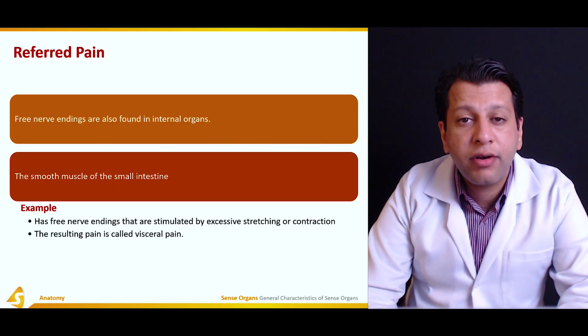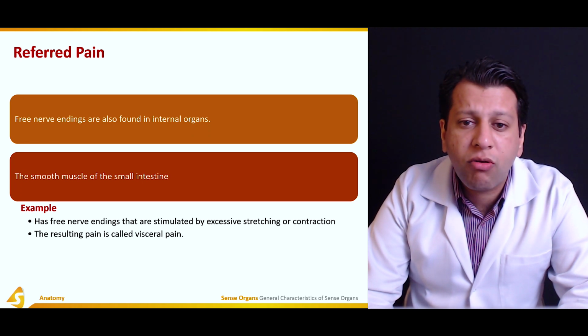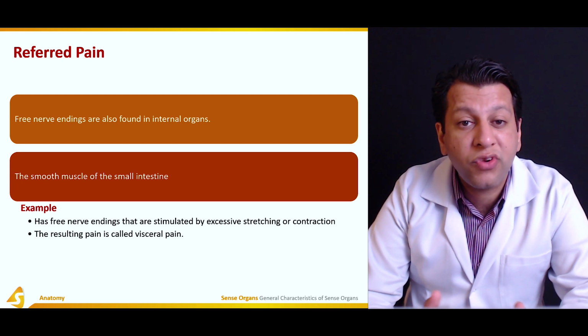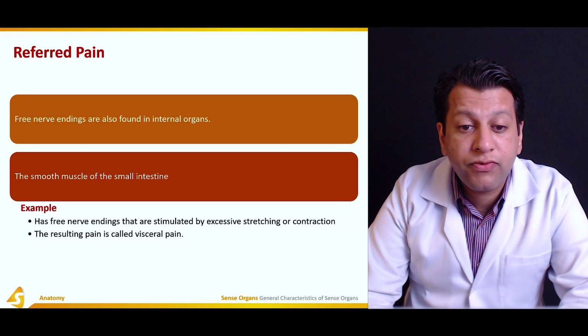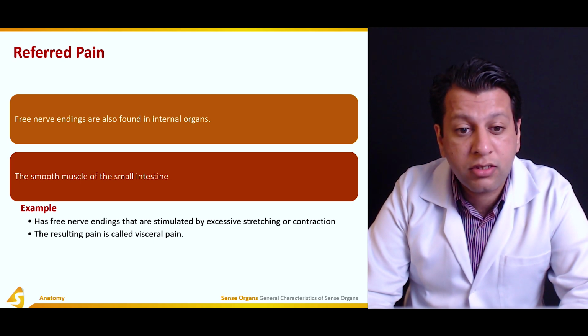Coming to one of the important phenomena, that is called rapid pain. Free nerve endings are also found in internal organs. The smooth muscle of the small intestine, for example, also contains free nerve endings. It has free nerve endings that are stimulated by excessive stretching and contraction. The result of this pain is called visceral pain.